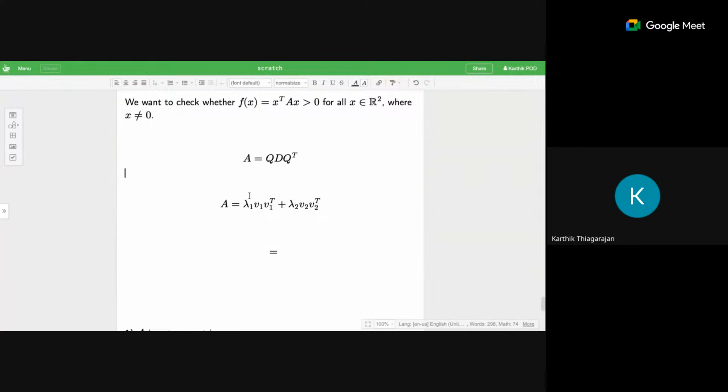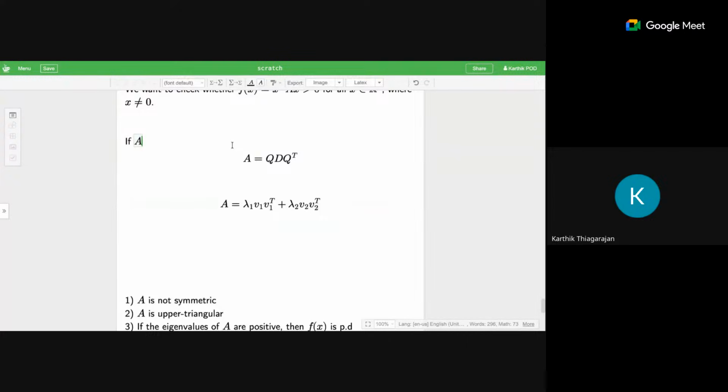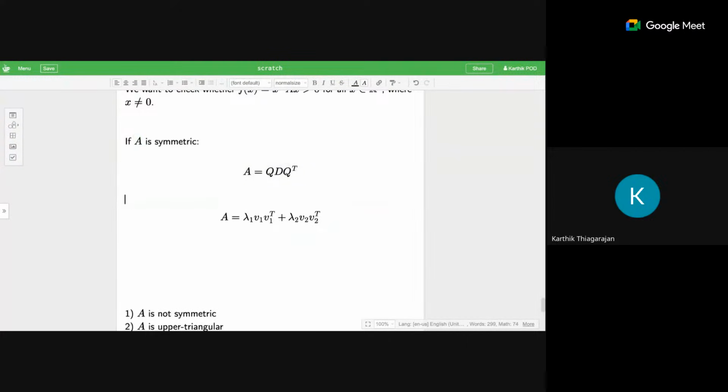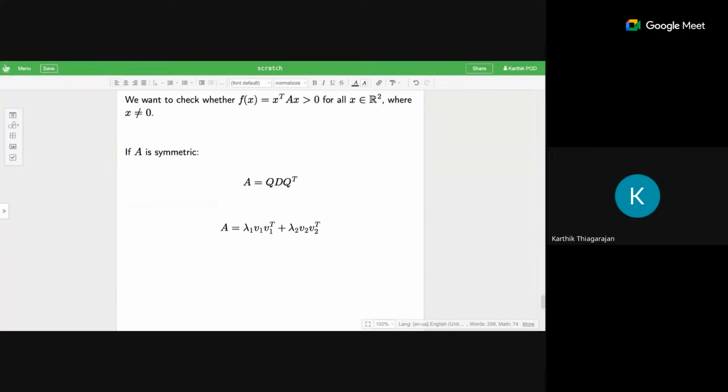So if the eigenvalues are positive, what will happen is x transpose Ax will always be positive. So how do you show that? This part you understood, right? Why we can write A as this? Yep. So if A is symmetric, then I can do the spectral decomposition and A becomes this. So far we don't know whether it's positive or not. That's what we want to show.